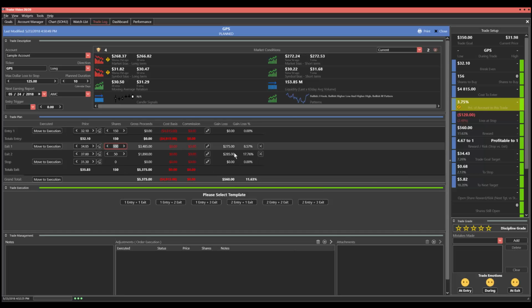So on this trade, I'm risking 120 to have a shot at making 560, and risking a little under 4% of my account, but I like that one.